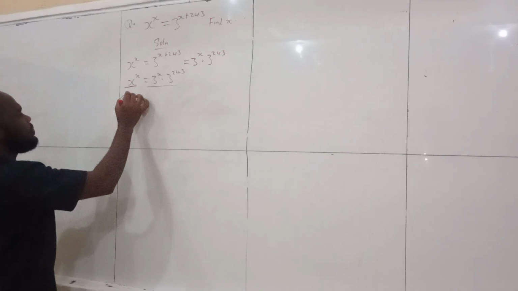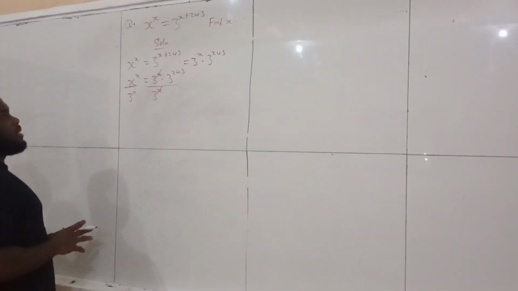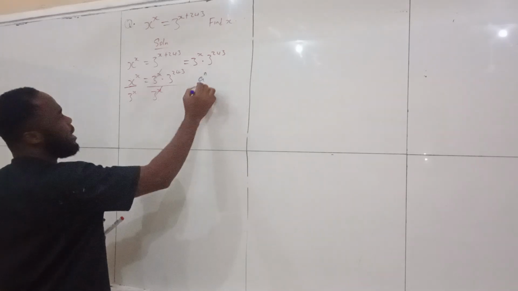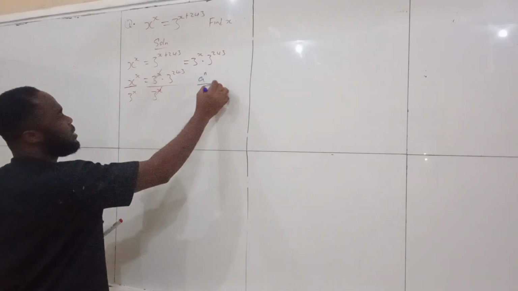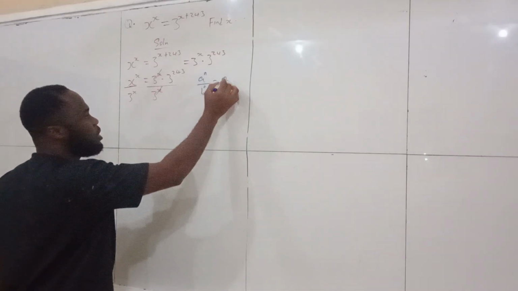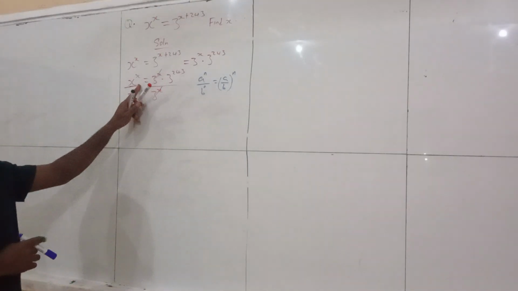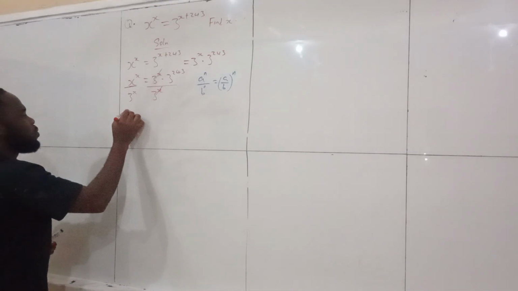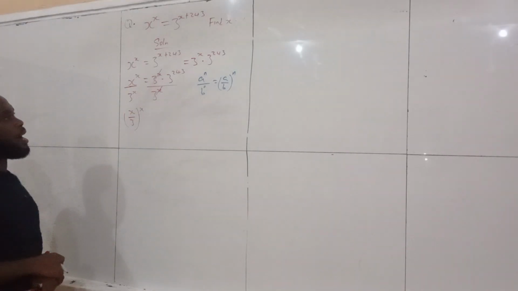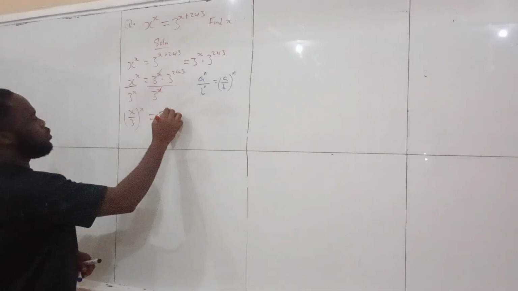So we'll have this, and this will cancel this. Now from indices, remember that when we have a raised to the power of n all over b raised to the power of n, because they have common powers, we can express this as a over b all raised to the power of their common power. So when you know this, it is very easy. We're going to express this as x all over 3, all raised to the power of their common power x, and this is equal to 3 raised to the power of 243.